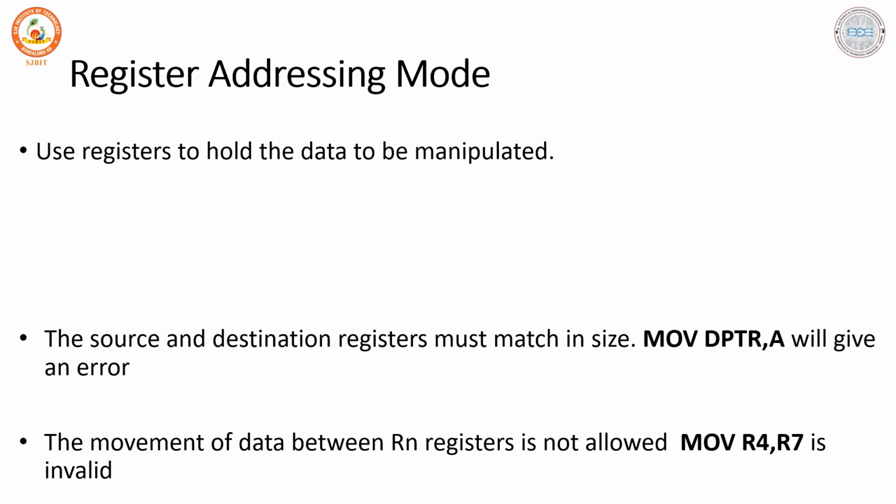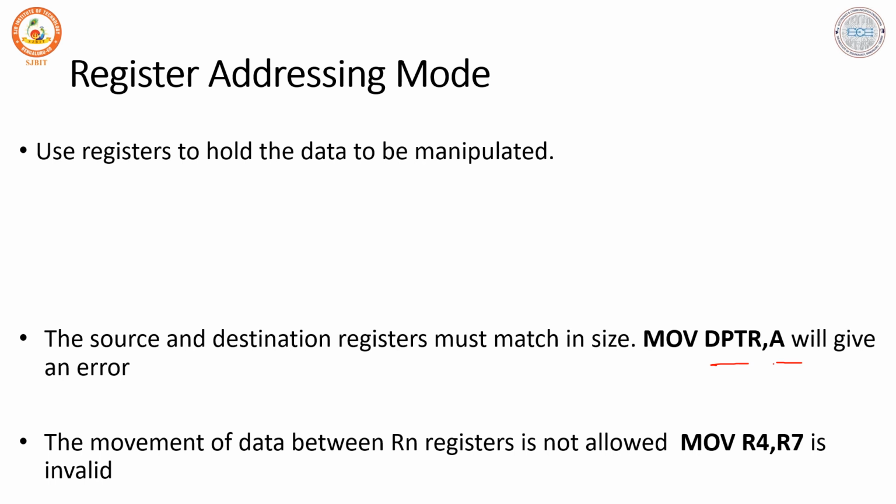Next we have another addressing mode called register addressing mode. With respect to the register addressing mode, here we make use of registers to hold the data, and in order to store or manipulate any data, we make use of only the registers. The source and destination registers should match in size, because, for example, DPTR is 16-bit but A is only 8-bit. So when you are loading data, the destination location of the registers should match.